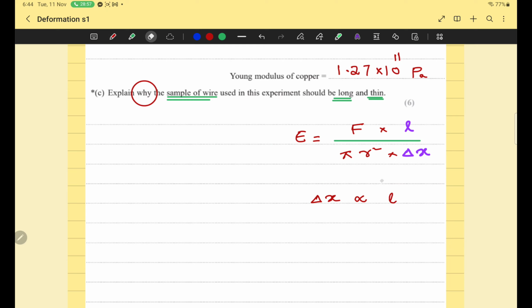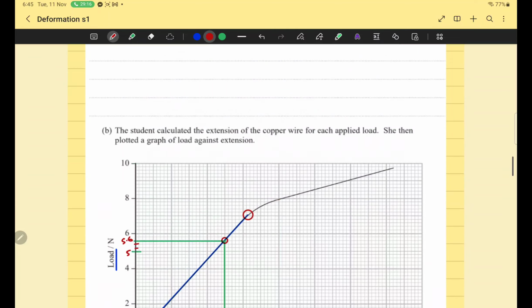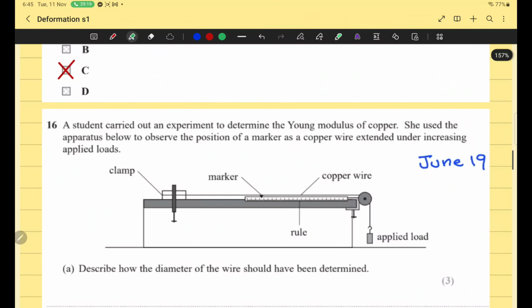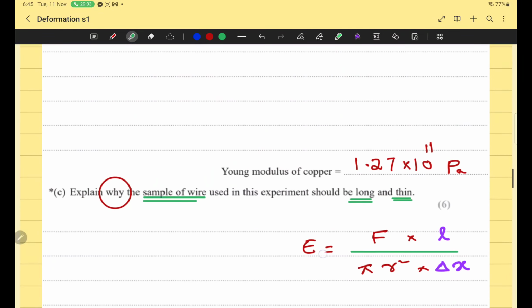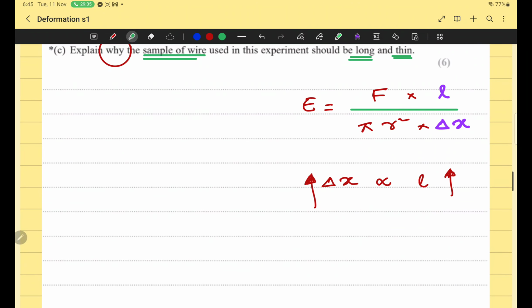So what does it mean? If you use a long wire, then there will be longer extension, and longer extension is easy to measure. If the extension is very small, then obviously the pointer movement, this marker is a pointer, and this pointer is moving on the scale. If the reading is very small, then it is very difficult to measure. So extension is directly proportional to the length.